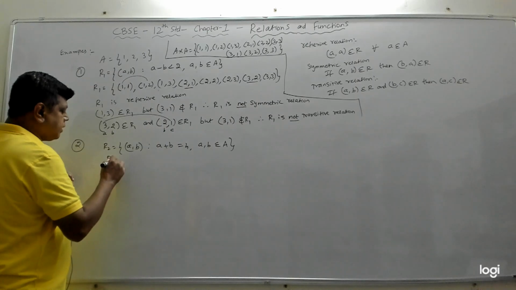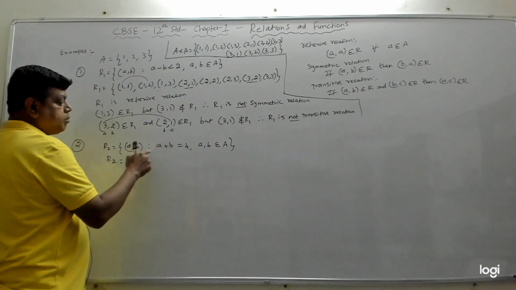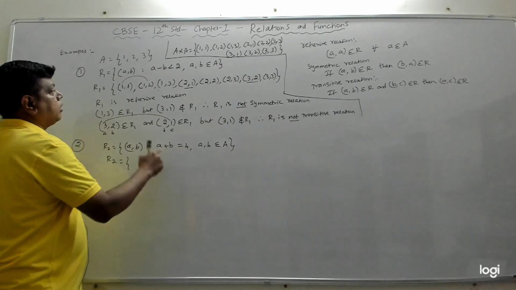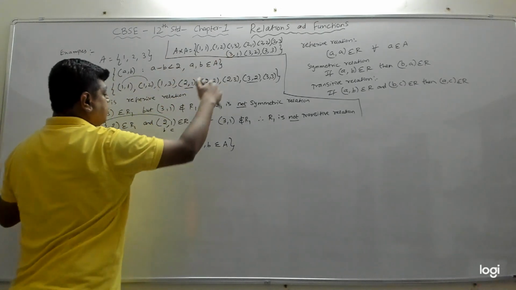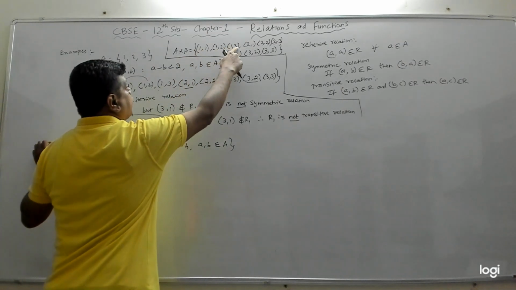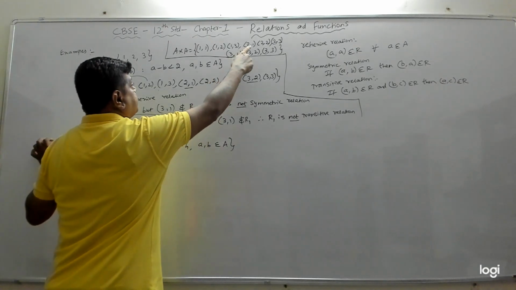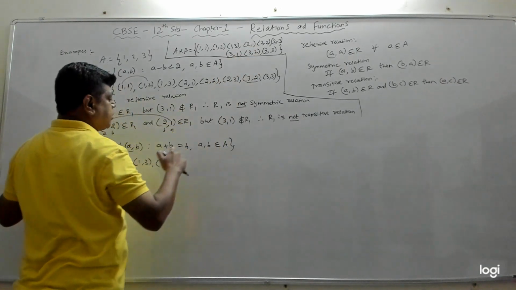Now it is given in the set builder form, so for R2 I will list the elements. Two elements are related, that is (a, b), when a plus b is equal to 4. In A cross A, whichever pairs give you 4: 1 plus 1 is not 4, so this won't come. (1, 3) will come. Then (2, 1) won't come because 2 plus 1 is not 4.